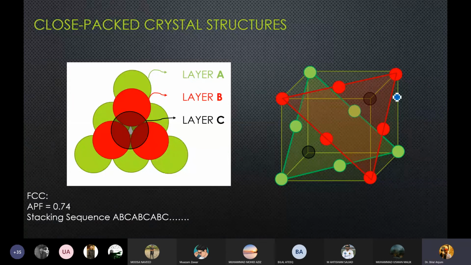If you look at these triangular planes, they are the close packed planes in an FCC unit cell. And if this is my origin, these planes are essentially 111 planes. So these are known as 111 planes. These are the closest packed planes in an FCC crystal structure. I hope it is clear to you guys.